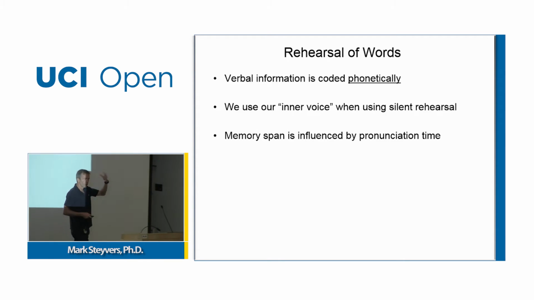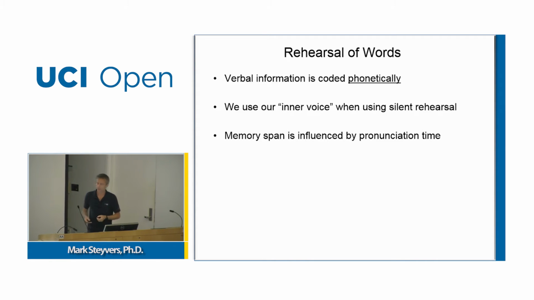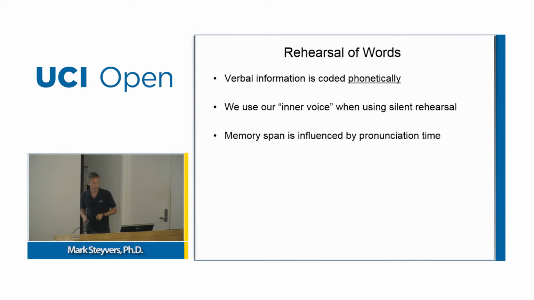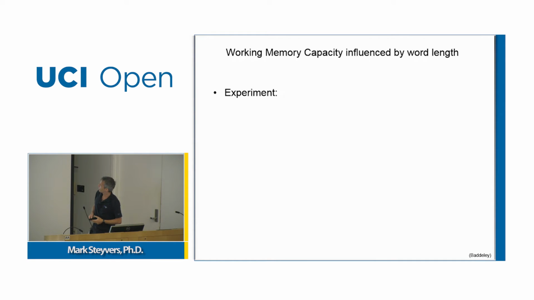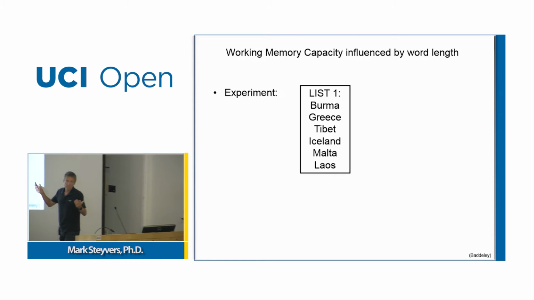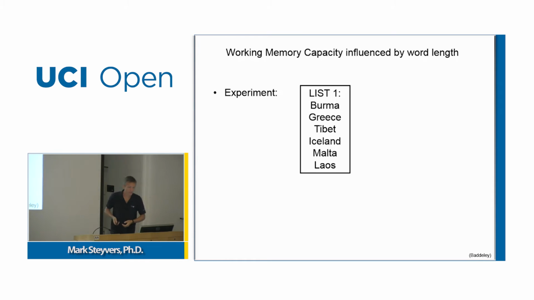So we all have this feeling that we use our inner voice when we silently rehearse things. And it turns out that your memory span is influenced by how quick your inner voice is. Your memory span is influenced by pronunciation time. So you can do a very simple experiment where you have, let's say, 6 items that you need to remember. Burma, Greece, Tibet, Iceland, Malta, Laos. These are fairly short country words.